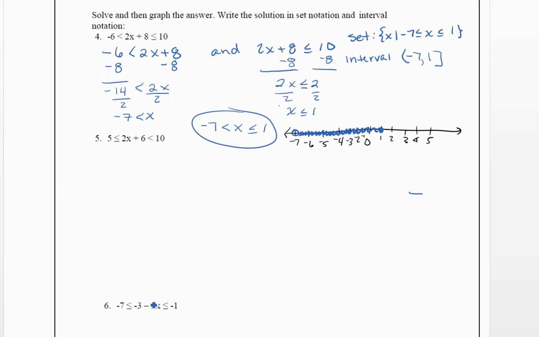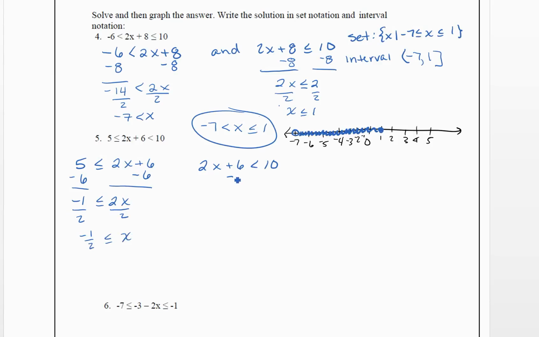Okay, we want to do a very similar thing here on the next one. So we've got 5 is less than or equal to 2x plus 6 is less than 10. So we're going to set up 5 is less than or equal to 2x plus 6, and 2x plus 6 is less than 10. So starting over here, we'll subtract 6 from both sides. So we'll have -1 is less than or equal to 2x. So we'll divide both sides by 2. So we get -1/2 is less than or equal to x.